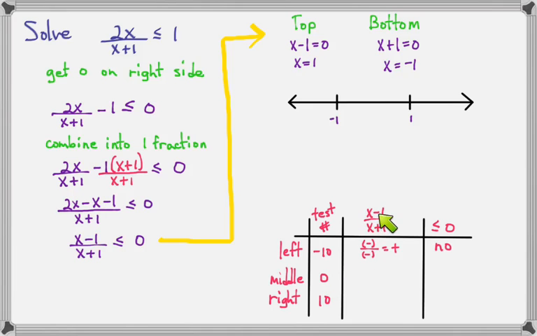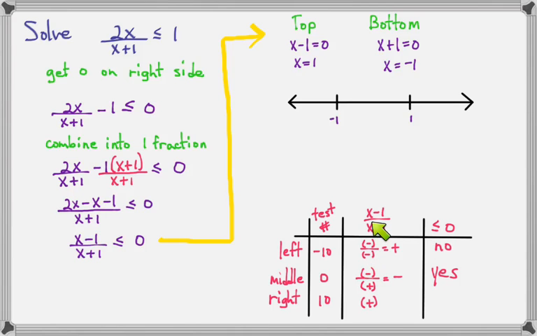Okay, let's do the middle. If I plug in 0 to the top, 0 minus 1 is negative. Plug in 0 to the bottom, 0 plus 1 is positive. Negative over positive is a negative answer. So is that less than or equal to 0? Yes.